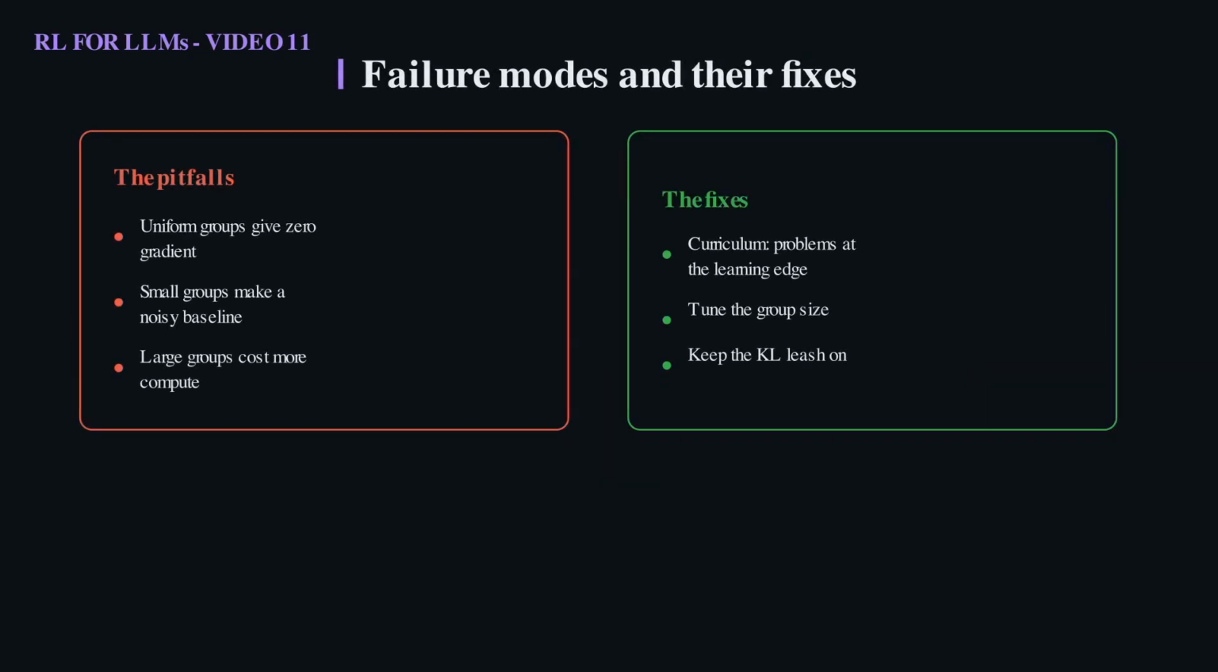So what do you have to watch out for? Uniform groups waste a whole step by giving 0 gradient. Tiny groups give a noisy baseline, while large groups cost more compute per update. The answer is a good curriculum that keeps problems at the learning edge, a sensible group size, and, just like PPO, a KL leash to stop the policy drifting into gibberish.